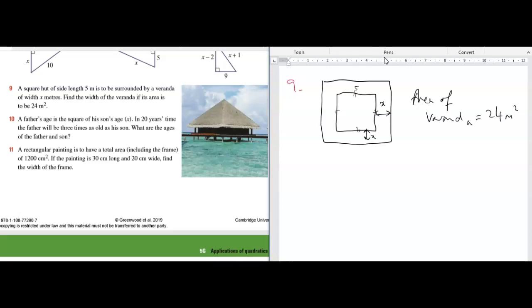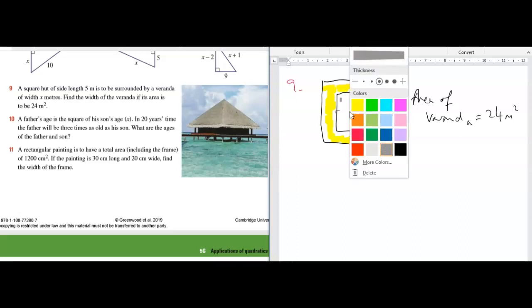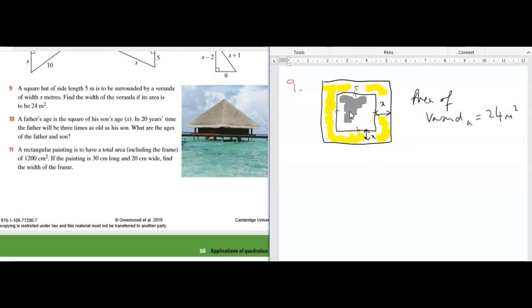All right, so let's have a look at how we can calculate the area of the veranda. I might color it in yellow. Okay, so we want to find the area of that yellow part, and let's make our hut grey. So there's our hut in grey, and the yellow veranda around the outside. Now, what we effectively want to do is take this big square, and take away this smaller square.